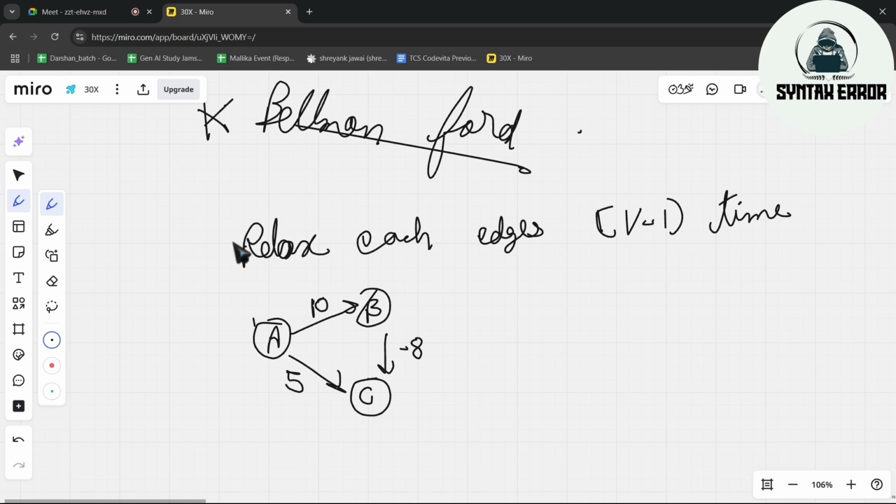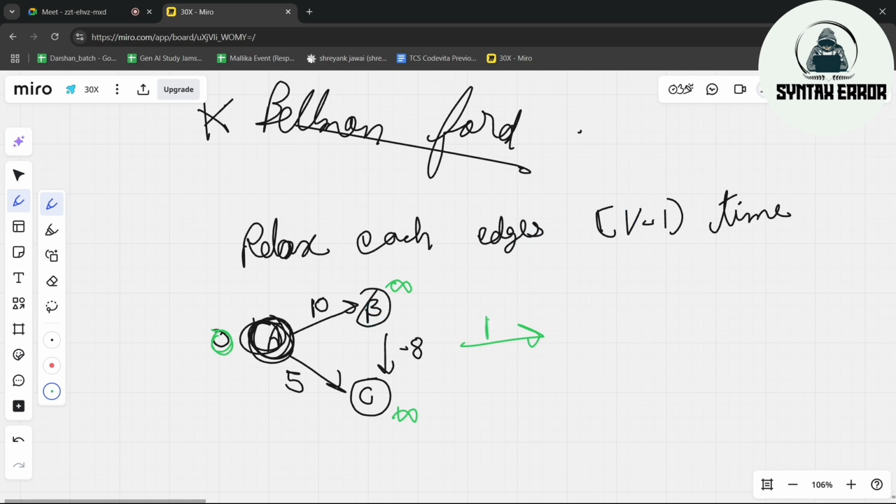So now let's draw on it. We have to relax each edge v minus 1 time. Let's consider A is our source. The distance from A to A will be 0 itself. The distance from A to B, let's first consider infinity. We have to relax it v minus 1 time. So what is v? V is the number of vertices. Here how many vertices are there? 1, 2, 3. Here we have 3 vertices. So how many times do we have to relax? We have to relax 2 times.